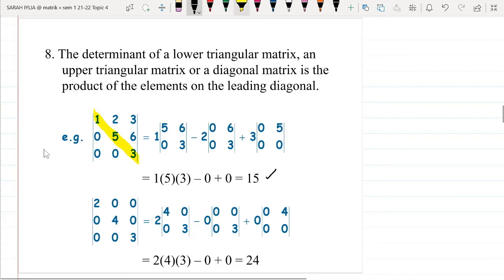Sama juga, if we have a diagonal matrix yang ni, kalau diagonal tu maksudnya entry lain semua kosong, our leading diagonal je yang ada number. So, our determinant straight away would be 2 times 4 times 3. Dapat 24.